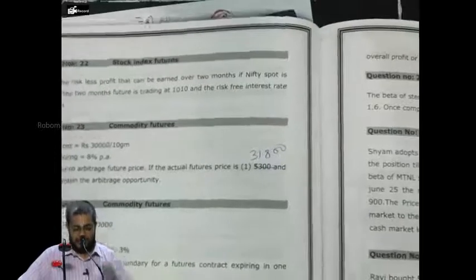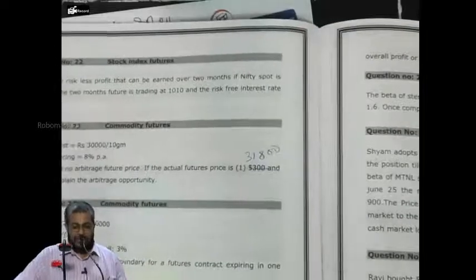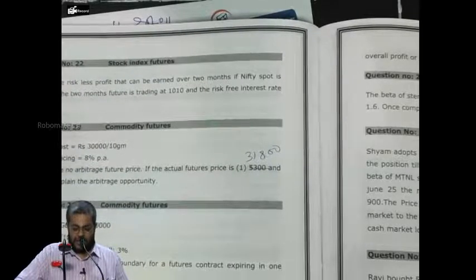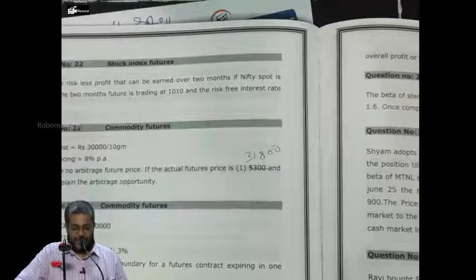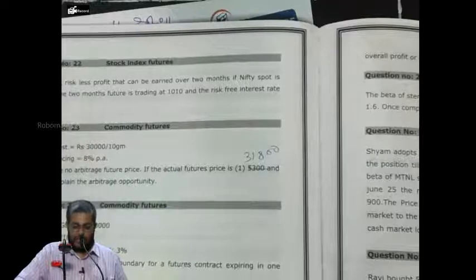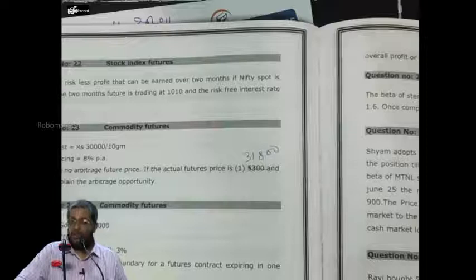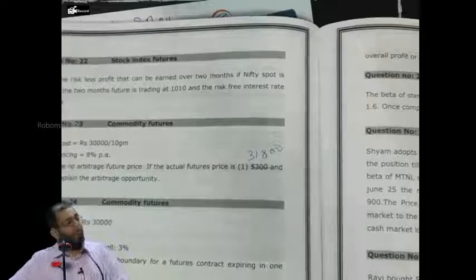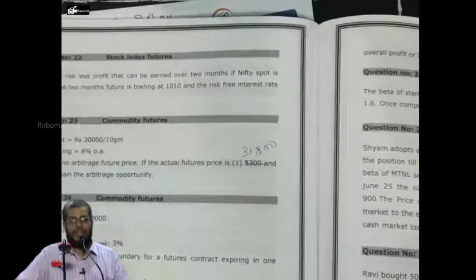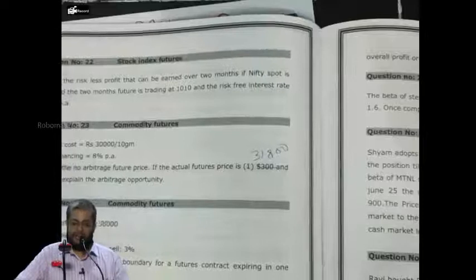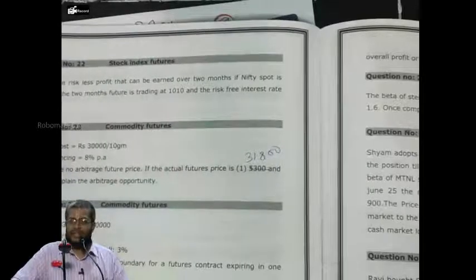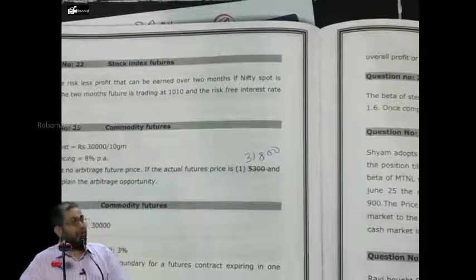Shall I proceed? What is the riskless profit that can be earned over 2 months if Nifty spot is 1000 and the 2 months futures is trading at 1010 and the risk-free interest rate is 12% per annum? Old problem, because now Nifty is around 5,500 to 6,000. In that range it is being traded. Okay. So, this is the old sum. Take the number as it is for the problem solving only.